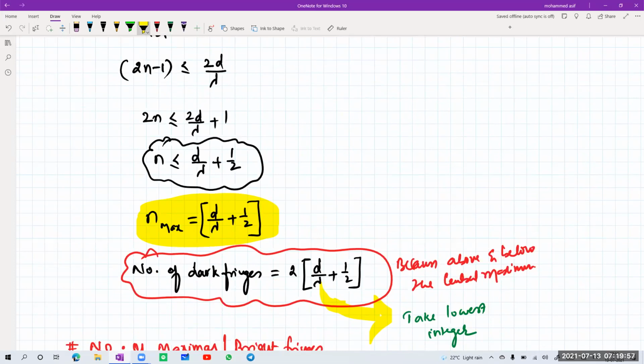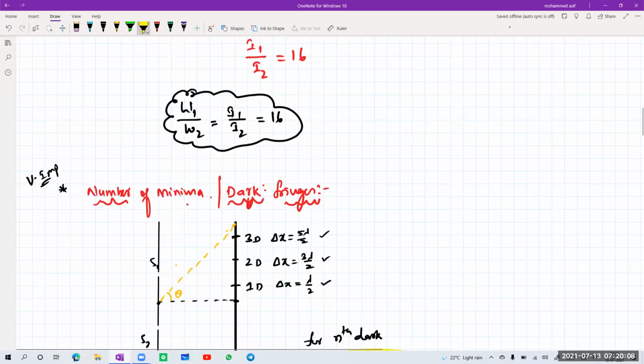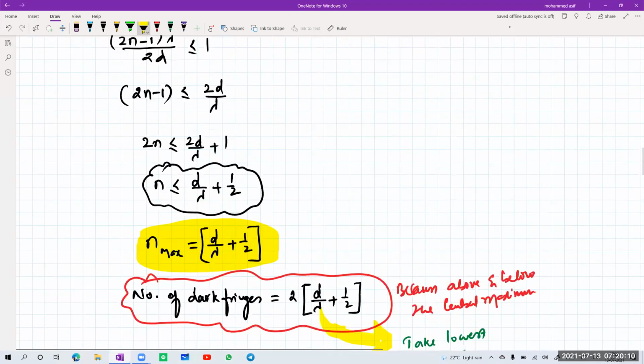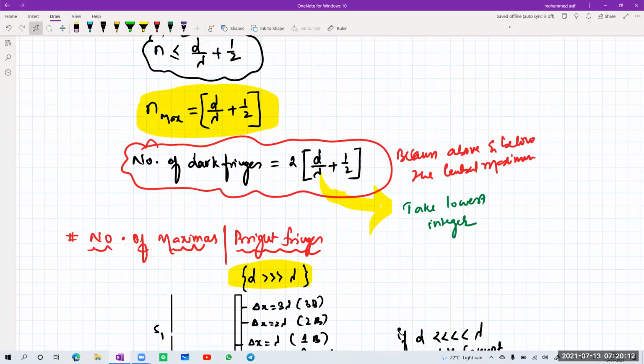Okay, if I take d is equal to lambda, that will become how much for me? 3 by 2. That will be the relation for the maxima part. So for the maximum number of fringes, minima or dark points which can be seen, the number of minima can be calculated by the formula n max is equal to d by lambda plus 1 by 2. So the number of dark fringes, how do you calculate? Now can you tell me?